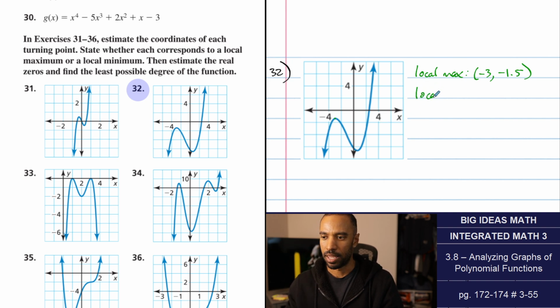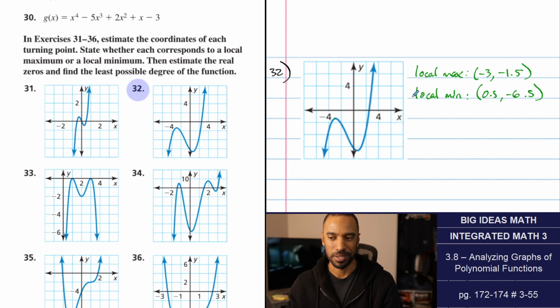And then a local min, again, as they go by 2s. So maybe 1/2, and then down at, let's see, 2, 4, 6. Maybe this is 7, so maybe 6.5. So 1/2, and then -6.5. That's kind of as best as I can do.